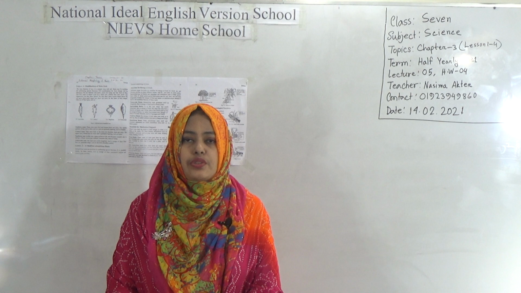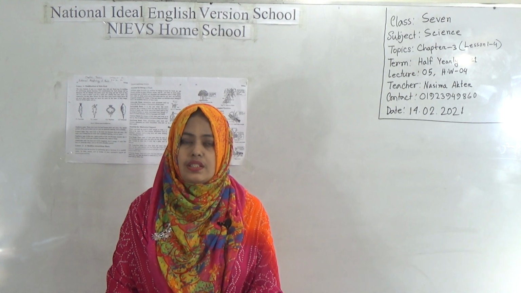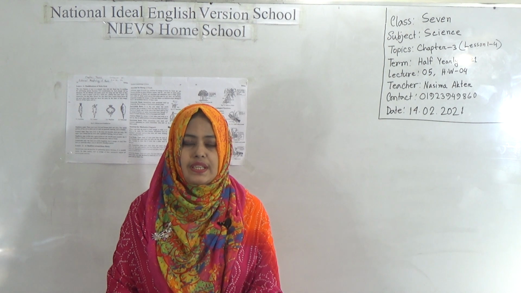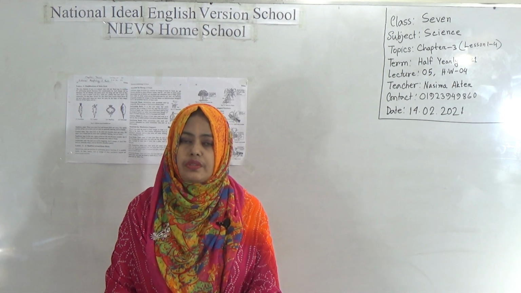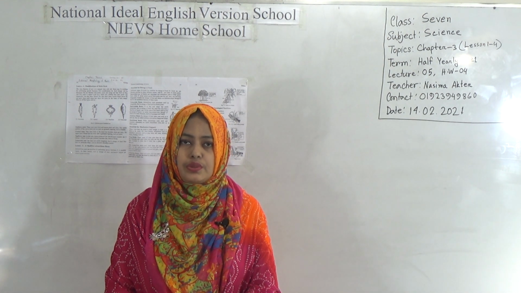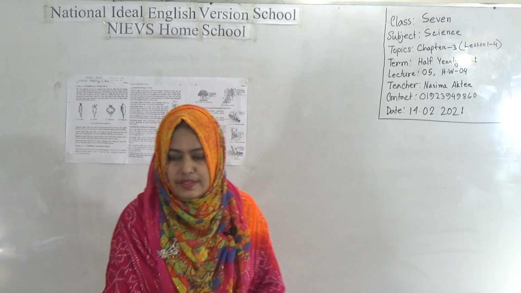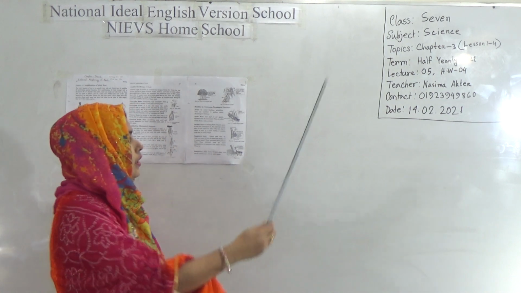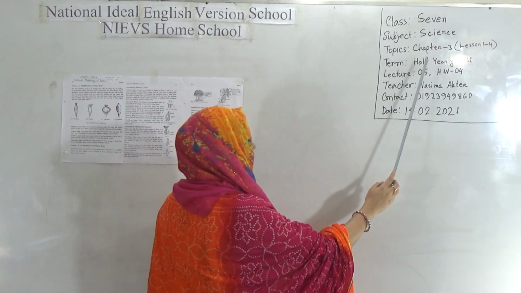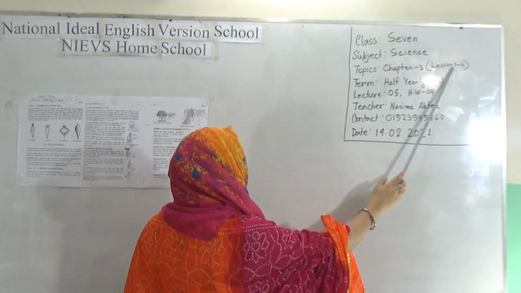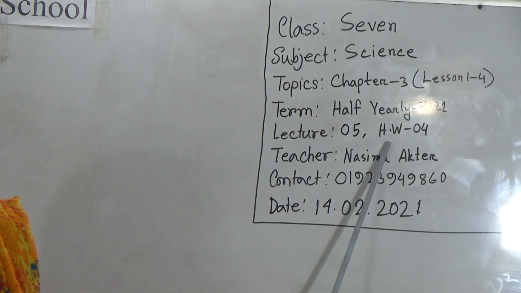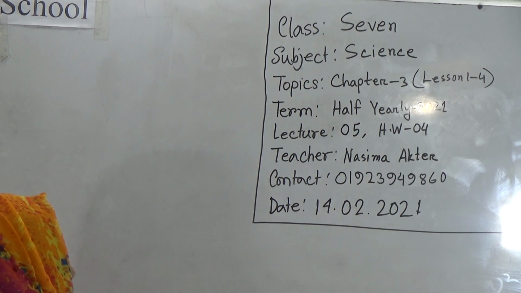Dear students, today I am going to take a science class for class 7 students. Our today's topic is chapter 3. Today we will discuss lesson 1 to 4. Let's see today's topic from here. Today we will discuss chapter 3, lesson 1 to 4, and this is lecture number 5, and our today's SW number is 4 number SW.